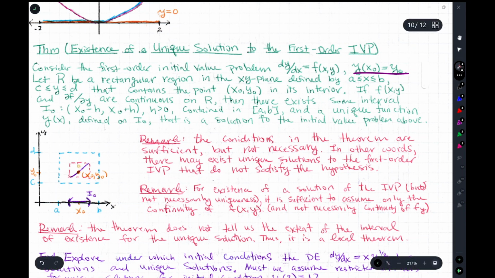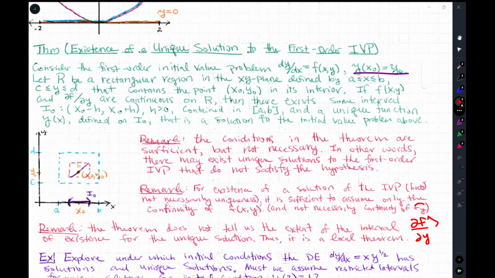But if you add the additional hypothesis that f sub y, which is the notation of subscripts for partial derivatives, so this is the same as that, okay? Then if that's also continuous, then we have sufficient conditions to conclude that not only does a solution exist in some interval around the point x naught, but that it's unique.